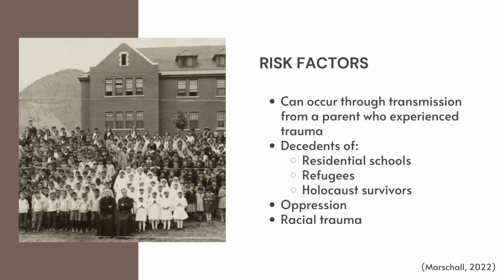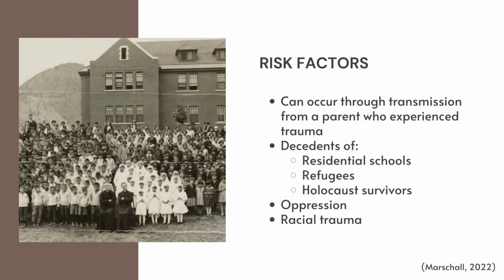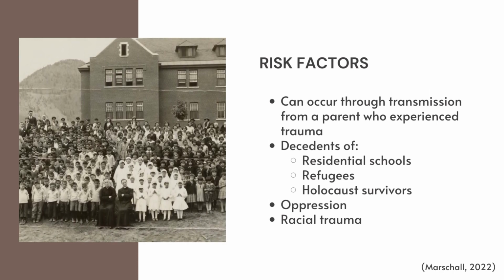Risk factors. Other than the generational transmission of trauma, intergenerational trauma can also occur due to oppression, such as racial trauma or other systemic oppressions. Intergenerational trauma effects can also occur in descendants of residential schools, refugees, and Holocaust survivors.